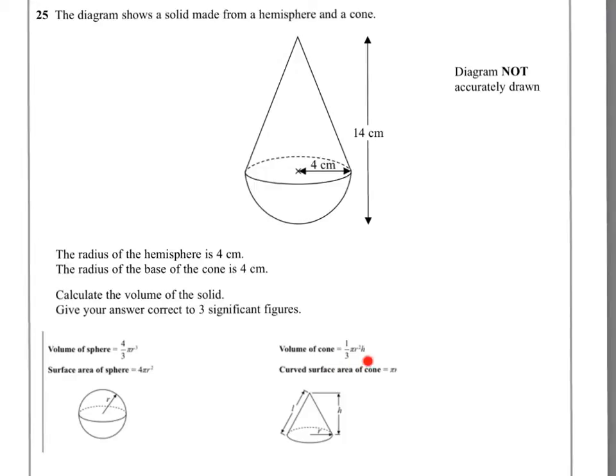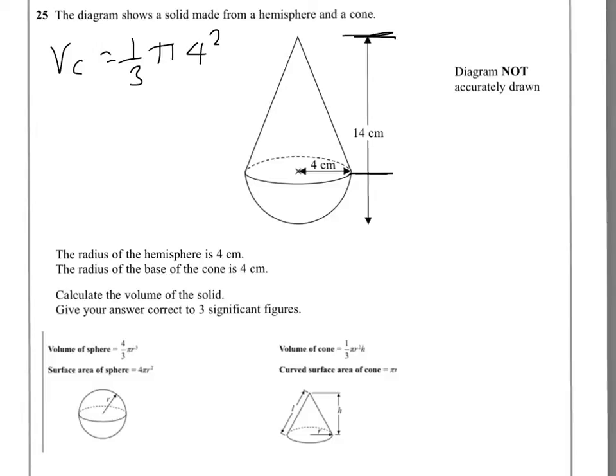The volume of a cone is 1/3 pi r squared h. So the volume of the cone is going to be 1/3 pi times the radius, which we know is 4 squared, times the height. Now the height is going to go from here to here.